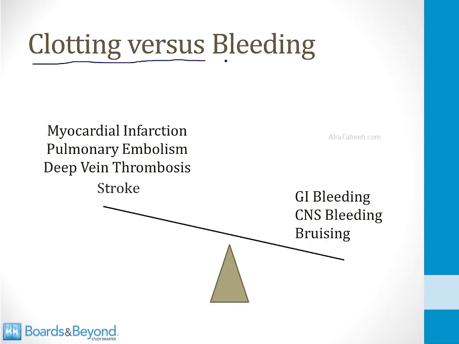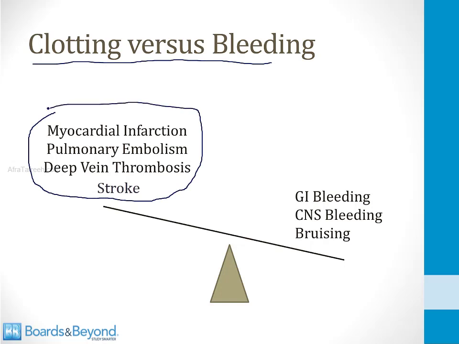I've always found it helpful to think about the fact that the body tries to strike a natural balance between clotting and bleeding. If you have too much clotting, you will develop a myocardial infarction or a pulmonary embolism or a deep vein thrombosis or a stroke or any of the thrombus conditions I talked about a few slides ago. On the other hand, if you don't have enough clotting, you will develop GI bleeding or central nervous system bleeding or bruising. And the body is always trying to strike the right balance.